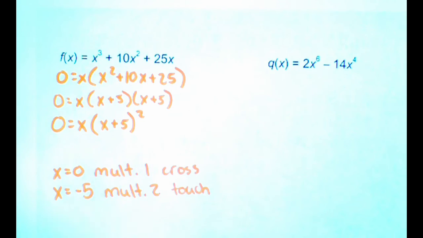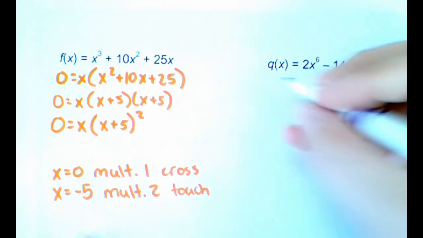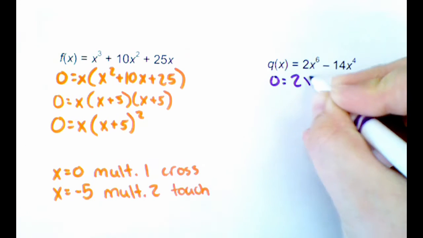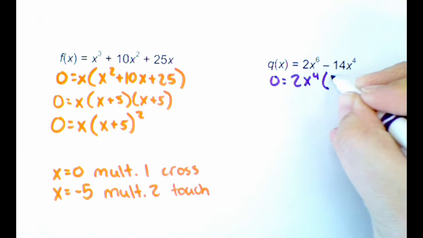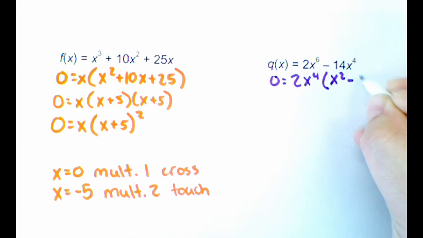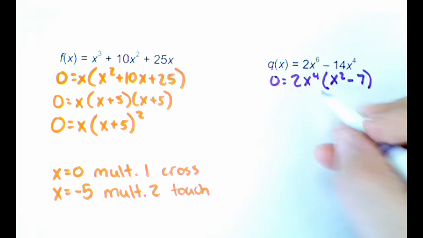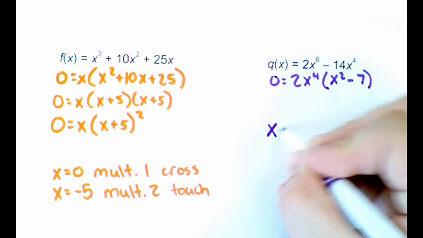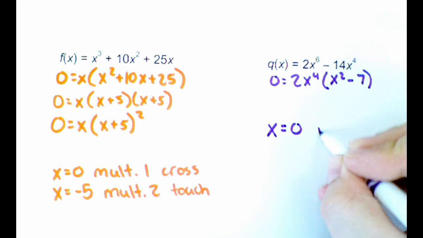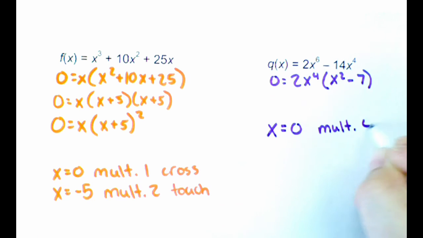Next up, we have 2x to the 6th power minus 14x to the 4th power. I can have at most 6 real zeros. When I take out my GCF, though, 2x to the 4th power, I'm left with x squared minus 7. All right, well, when I set this equal to 0, x to the 4th power gives me just x equals 0 with a multiplicity of 4. So that's a touch point.